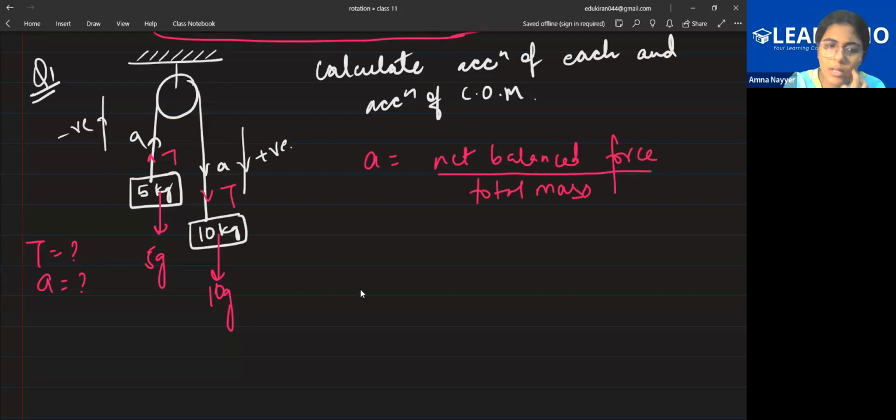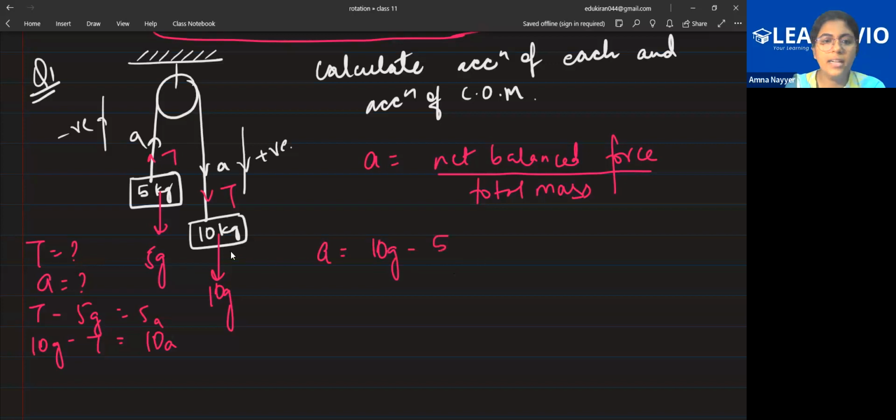Why am I following this? Because I am not calculating the tension. Tension is not required in this, but you know how to make the equations. You have to write T minus 5g is equal to 5a, and the second equation will be 10g minus T is equal to 10a. So acceleration is 10g minus 5g divided by total mass 15, that is 10 plus 5. So this becomes 5g divided by 15, which is equal to g by 3.